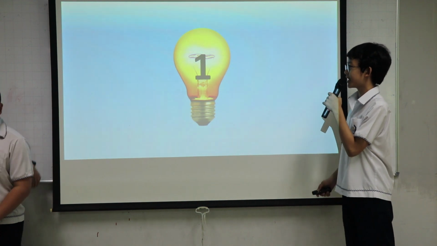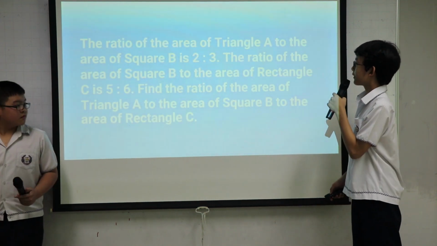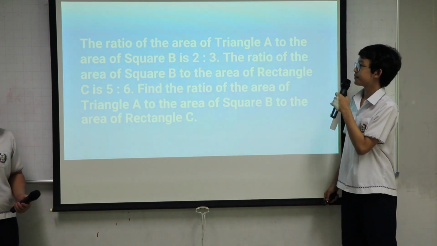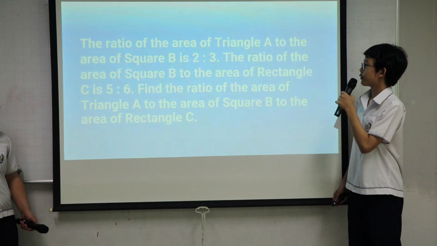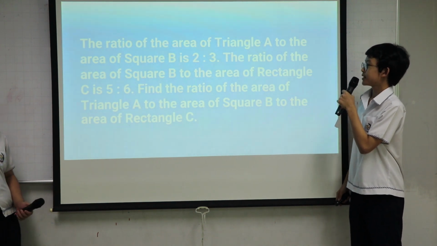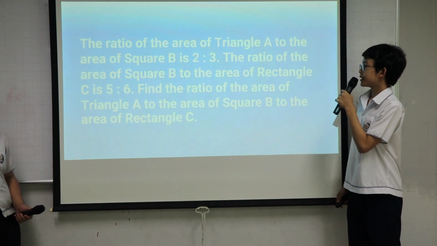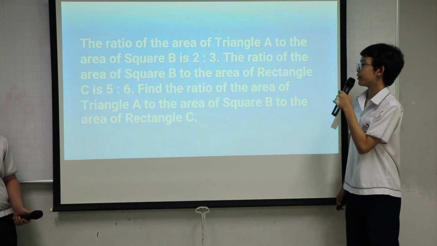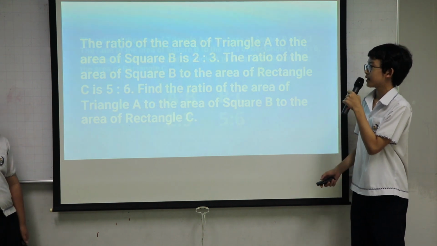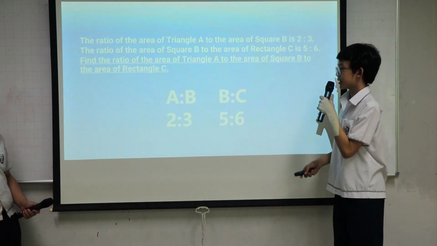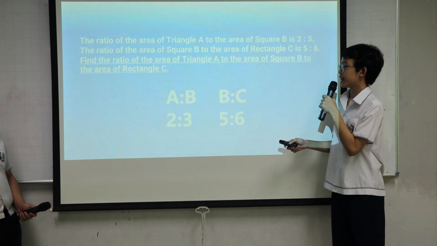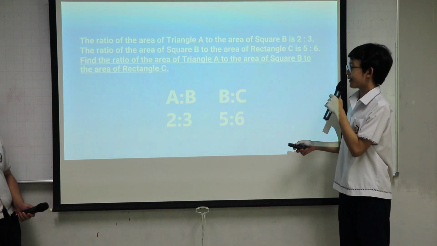For the first question, the ratio of the area of triangle A to the area of square B is 2 to 3. The ratio of the area of square B to the area of rectangle C is 5 to 6. Find the ratio of the area of triangle A to the area of square B to the area of rectangle C. So the first step is you have to write the ratio. So A to B is 2 to 3 and B to C is 5 to 6.